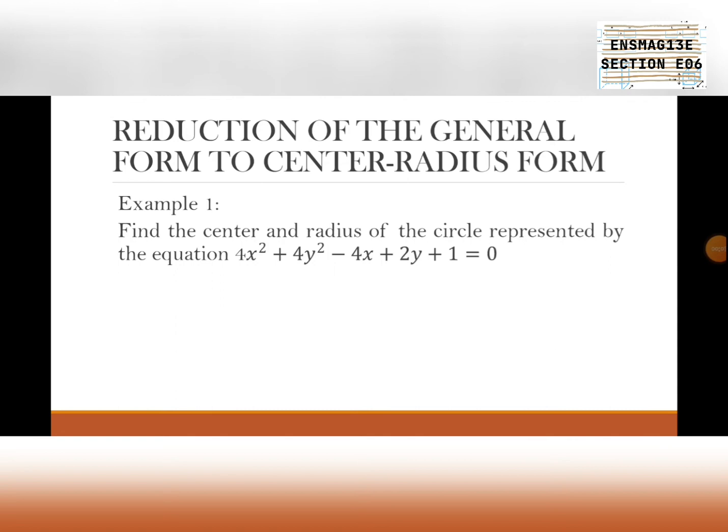Let us take this one as an example. Find the center and radius of a circle represented by the equation 4x squared plus 4y squared minus 4x plus 2y plus 1 is equal to 0. As you can observe, this is in the general form. We simply employ completing the squares in the x term and the y term so that we will yield an answer in center radius form.